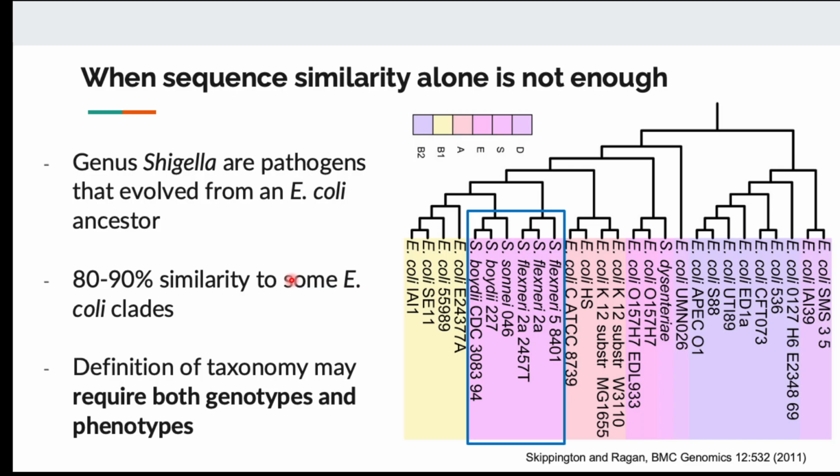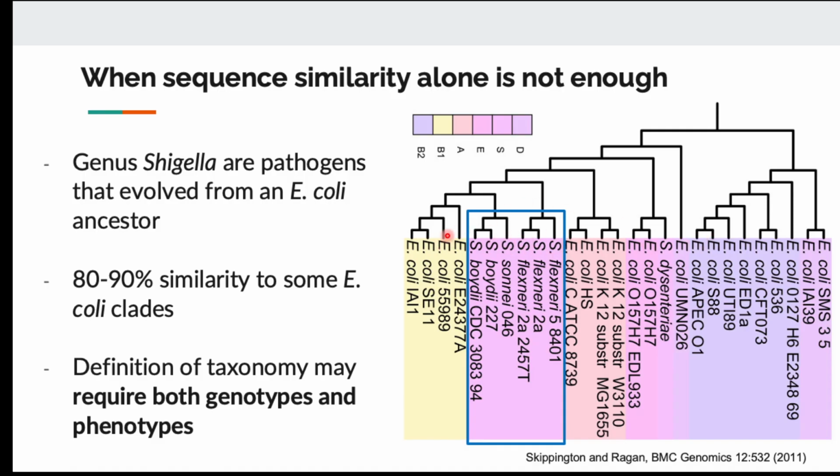So let me give you an example where similarity in the genetics alone is not enough to classify a bacteria. Some of you might be familiar with the genus Shigella. This is a genus that evolved from E. coli. E. coli is usually harmless. It's the bacteria that we have in our body. But the Shigella genus is pathogenic. These are pathogens. They diverged from E. coli a while back, but they are still very similar, 80 to 90% similar to E. coli.